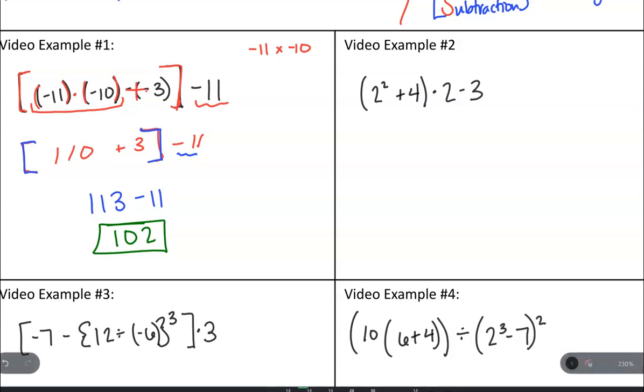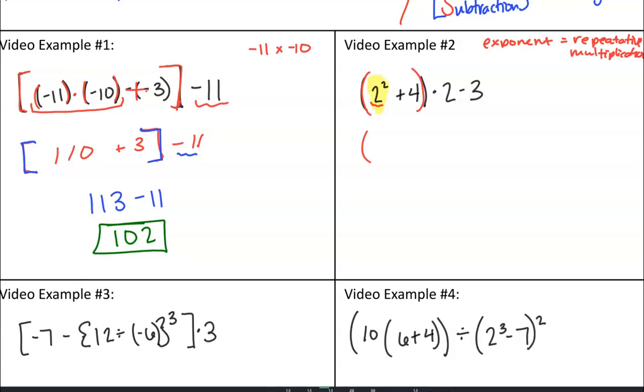Let's take a look at number 2. Inside of the parentheses, we ask ourselves about PEMDAS. Nothing out here matters yet. Inside of the grouping symbols, we have an exponent, so we need to take care of that first. So 2 squared. Remember, exponents are repetitive multiplication. That would be 2 times 2, which is 4. And then we still have that +4 in the parentheses.